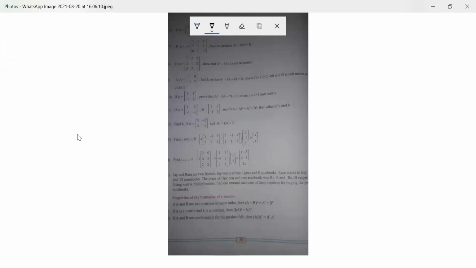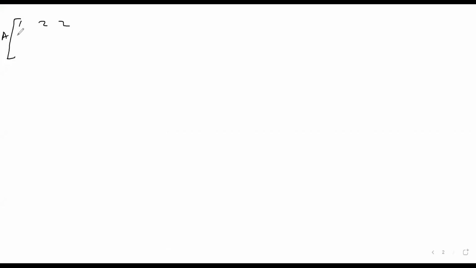A is [1 2 2; 2 1 2; 2 2 1]. We have to show that A squared minus 4A is a scalar matrix. So we'll first write down the matrix A. Now we need to show that A squared minus 4A, so we first need to find this matrix. For that, we first find A squared.